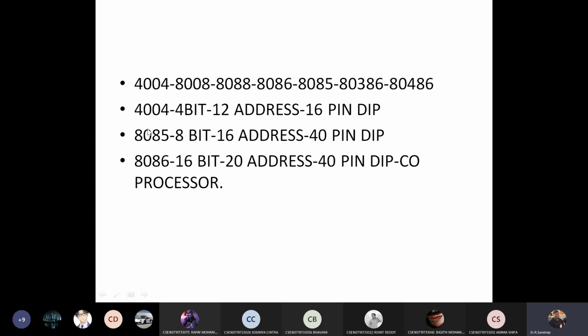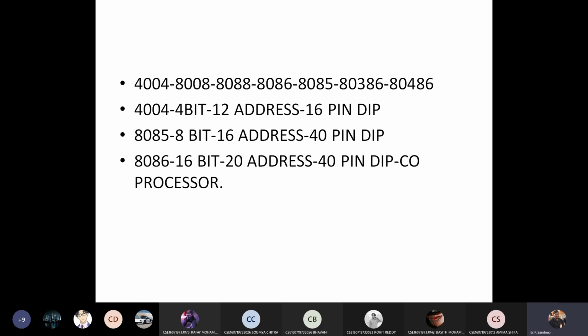And next, the advanced or enhanced version of the 8085 microprocessor, sometimes called the extended version of 8085, is the 8086 microprocessor. The 8086 microprocessor can handle 16 bits of data at a time, and it has 20 address lines, and it also has 40 pins.